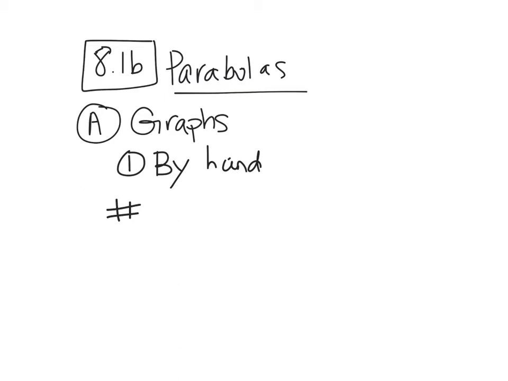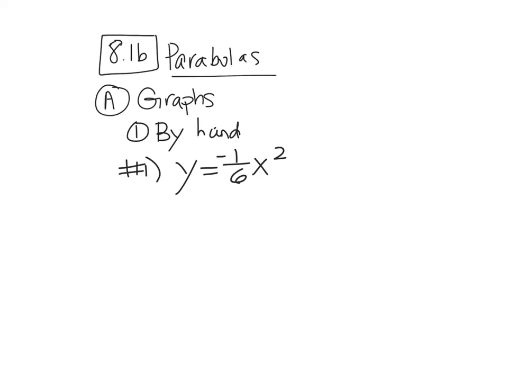Number 1. Suppose that you have y equals negative 1/6 x squared. Now, you know that this parabola is going to open down. Let's go ahead and graph it. But I need 3 points. I need 3 solid points on this thing. So I know that the vertex is 0, 0.